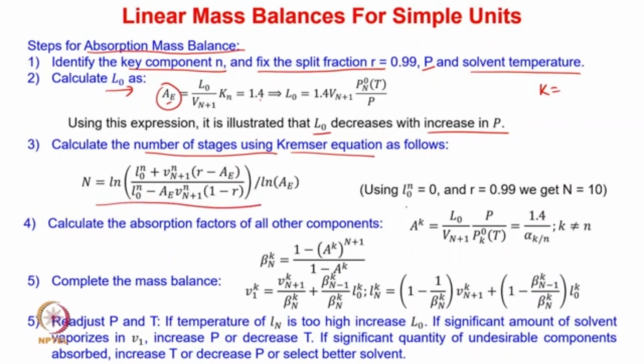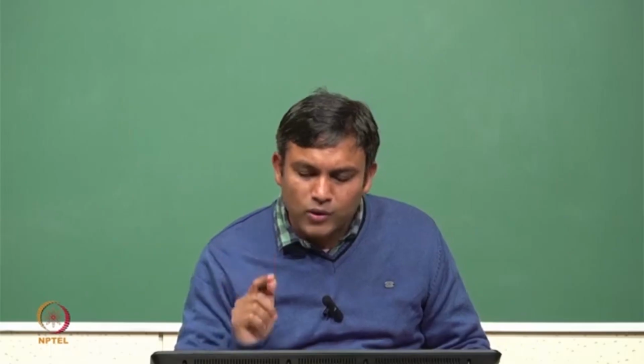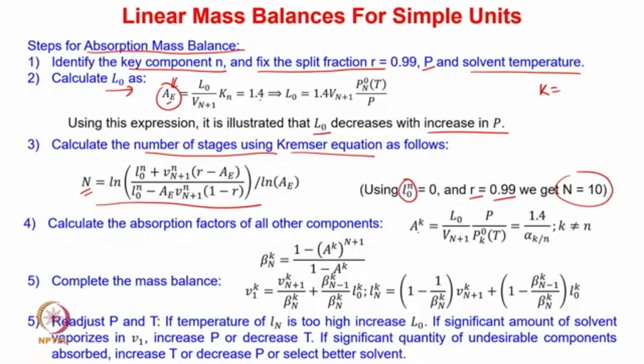This equation gets simplified if you have a pure solvent. In that case, L naught for a key component is 0, and if you are using R equals 0.99, the typical value of N is around 10. Once we have the number of stages required, in this case AE is nothing but the absorption factor of the key component. But in the absorption operation there are multiple components, so we need to calculate the absorption factor for other components using this equation.